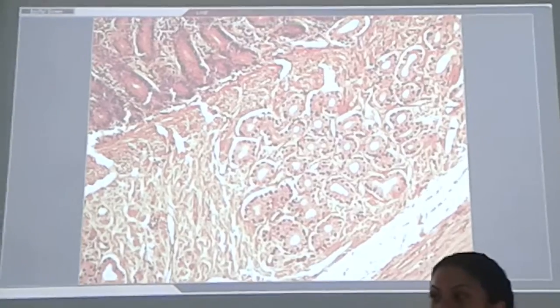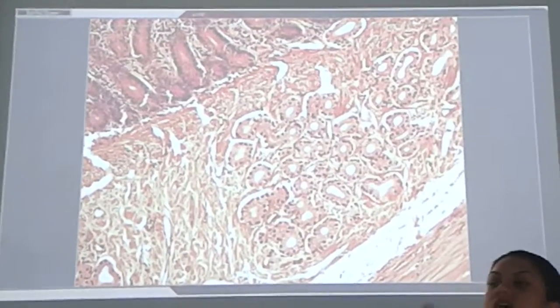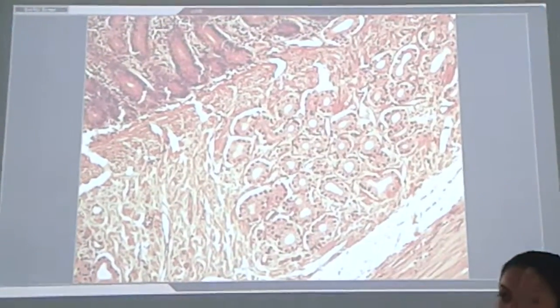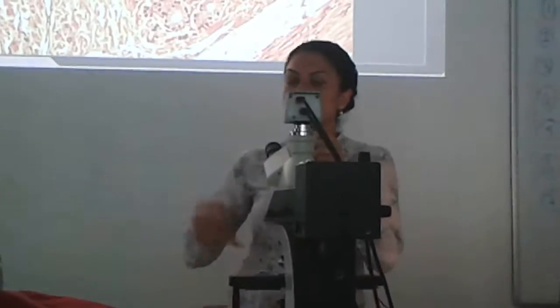Can I say something? While looking at the folds, did you include the submucosa? Yes, it's a folding, yes. And the plica circularis, I'll show you better in the second slide.